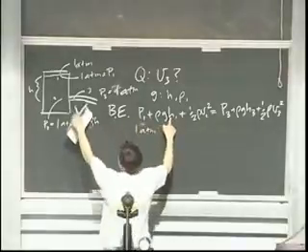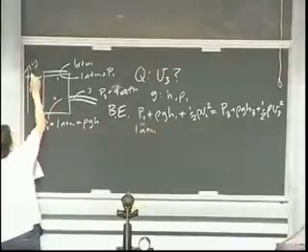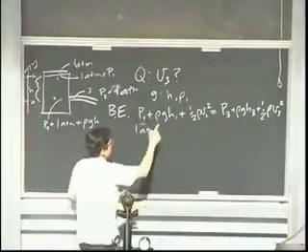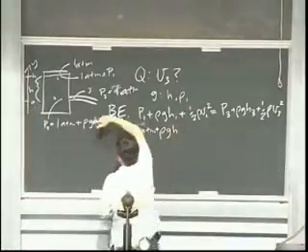Rho g h1. What is h1? Well, let's just make our life easy. Call this the y-axis. We'll say this is height h. This is height 0. I can do that. That means this is rho g h right here. H with no subscript means that difference in heights, right?